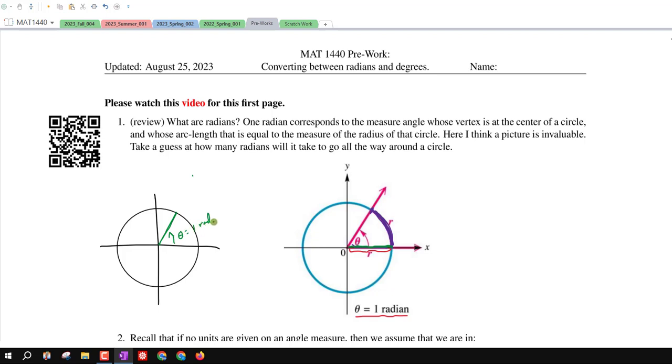Why is that? Even though I've drawn perhaps a different circle, the radial distance right here, the distance between the center and the circle on the positive x-axis, should match this arc length. That may not be perfect, but I'm pretty close to that. So my question to you is, take a guess at how many radians it will take to go all the way around the circle. I want you to write your guess right here.